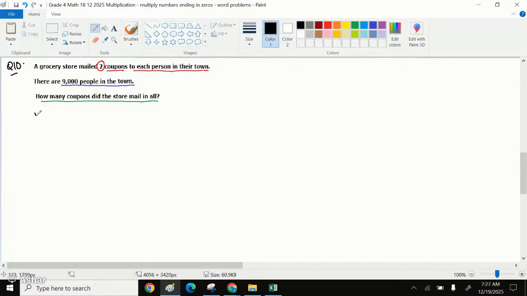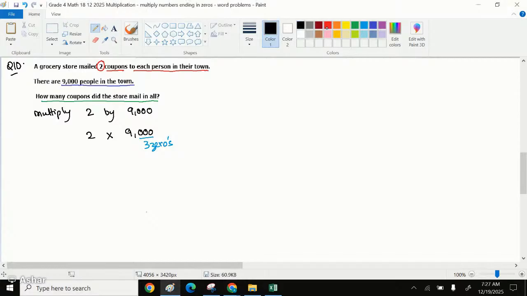So what we need to do is multiply the number of coupons by the number of people living in the town. So we can say 2 is multiplied by 9,000. The first thing we do is count the number of zeros. Agreed? In 9,000 we have 3 zeros. Very good. The answer is 18,000.